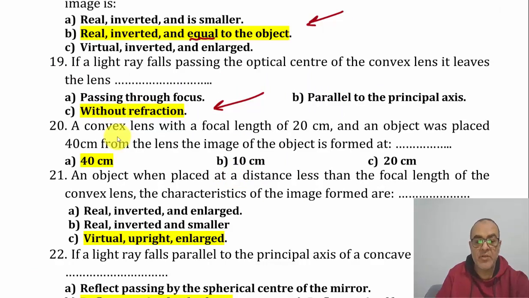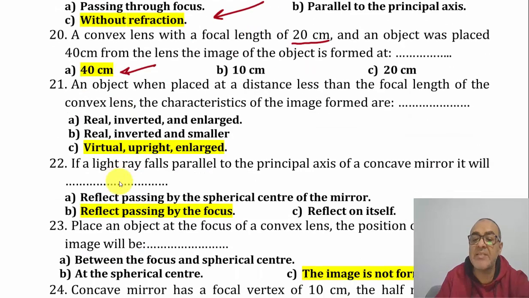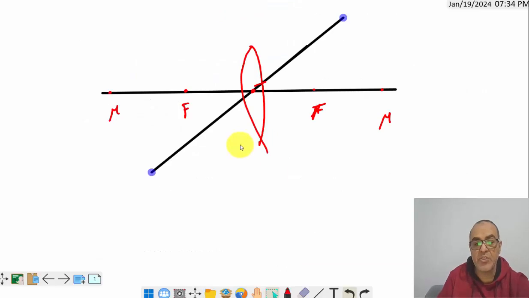So, without refraction. A convex lens with a focal length of 20 centimeters and the object placed at 40 centimeters, so at the center of curvature: the image is at the same position, at 40 centimeters. An object placed at a distance less than the focal length of a convex lens gives an image that is virtual, upright, and enlarged, because the image comes from the extension.